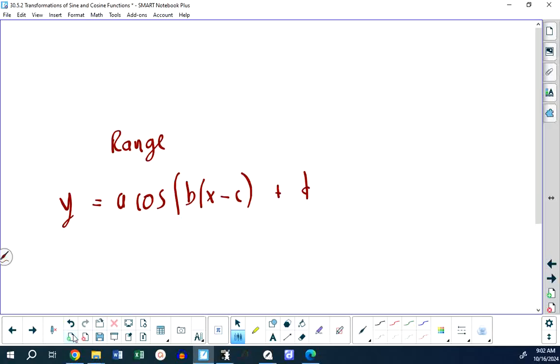Because a is what stretches the thing to give us a new amplitude to begin with, and d is what shifts that whole thing up and down. B, doing this to the graph, doesn't affect the range, and neither does c, doing that to the graph, affect the range. If I tell you the range is -2 is less than or equal to y, which is less than or equal to 20, you ought to be able to figure out what a and d are.